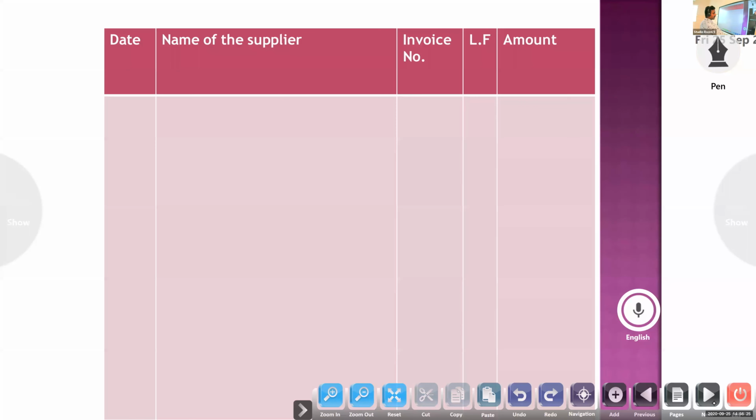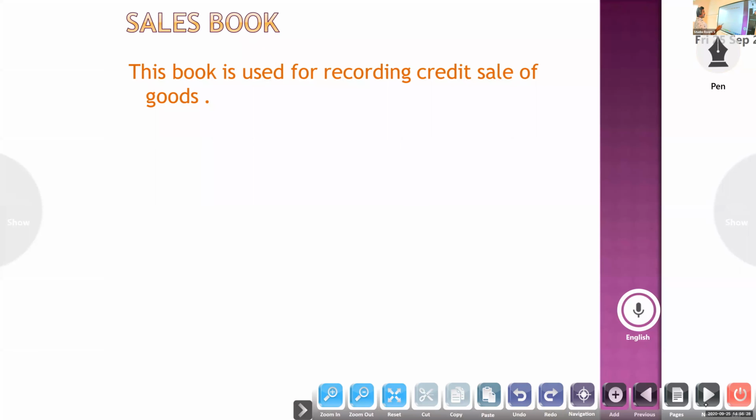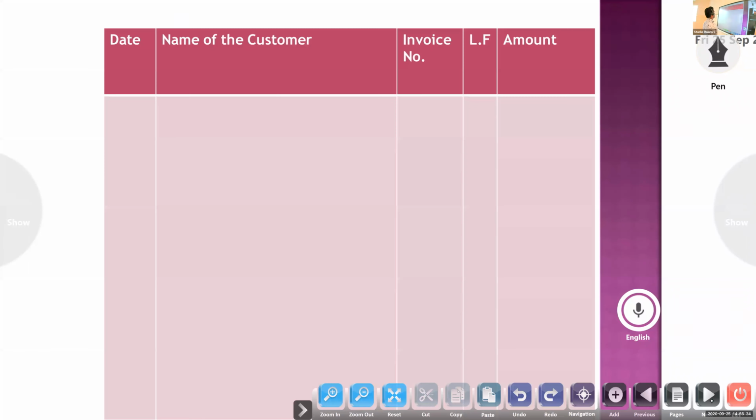Next, we studied the sales book. It is used for recording the credit sale of goods. Cash sales are recorded in the cash book. If, for example, there is a credit sale of an asset, we record it in the journal proper. Other than cash, purchase, sale, purchase return, sales return, bills receivable and bills payable, we record in the normal journal. The format is date, name of the customer, invoice, LF, amount.